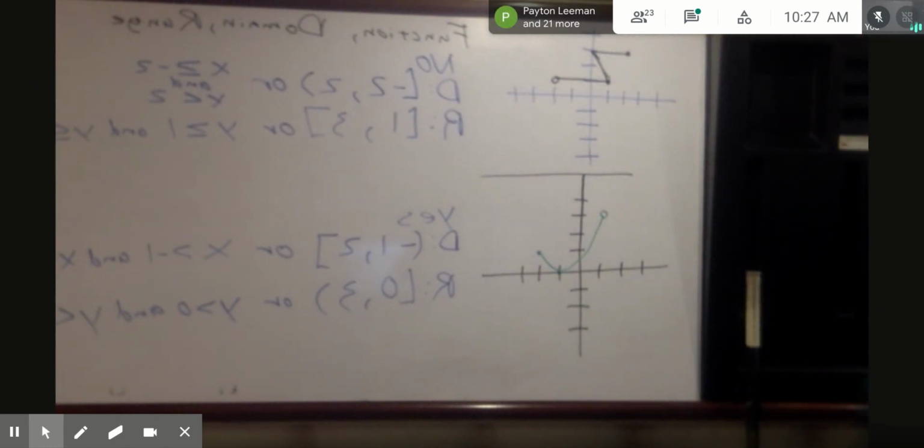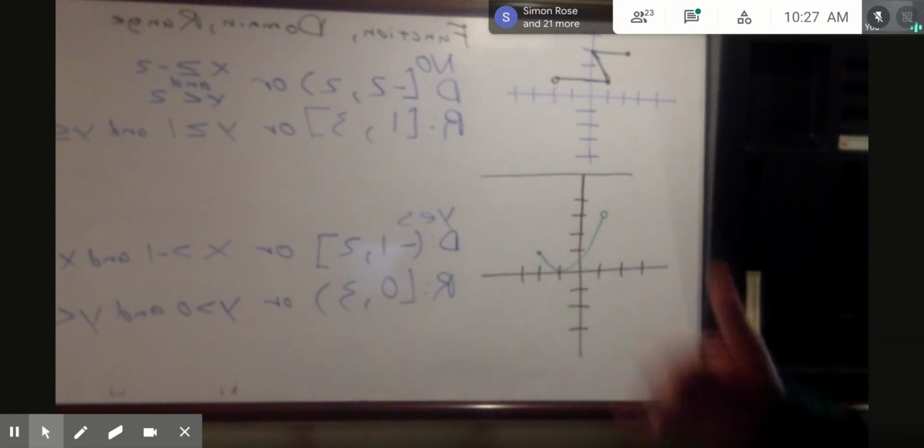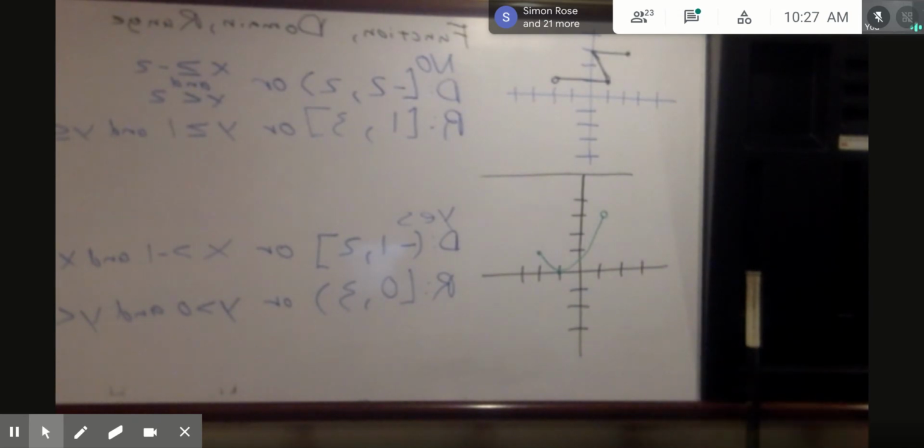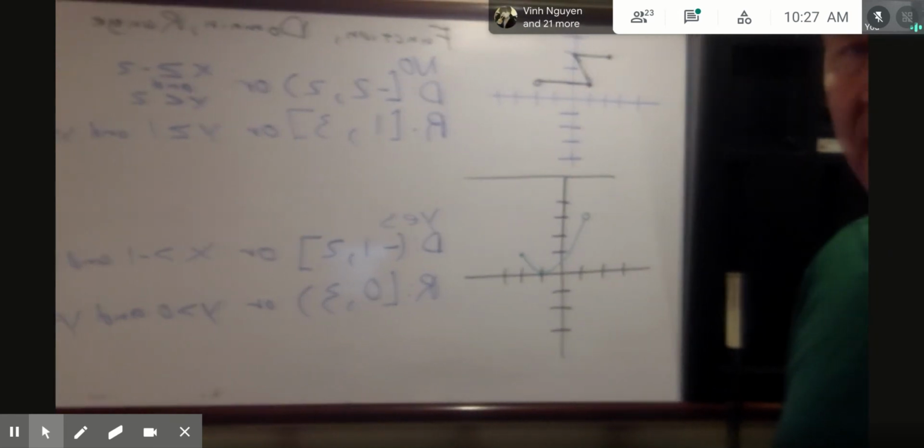Now, what you're going to see on the test is going to vary. They may say, hey, just what is the domain or range? Or they may be specific. They may say, hey, you have to use inequality notation. Or you must use interval notation. So you have to be prepared to do both. So keep that in mind come test day.